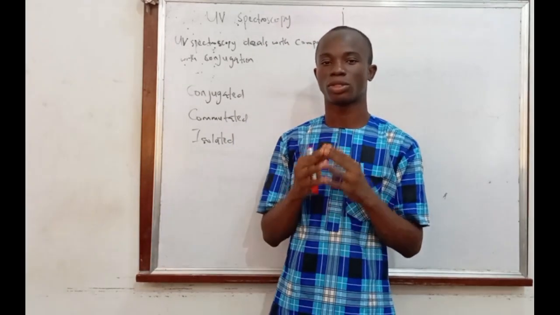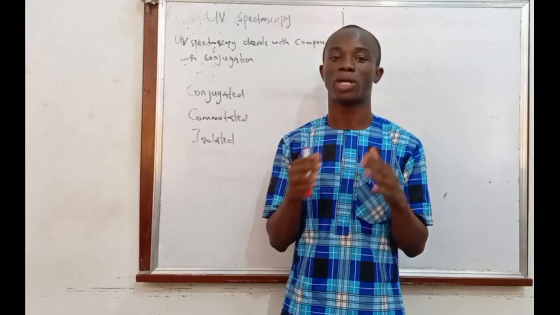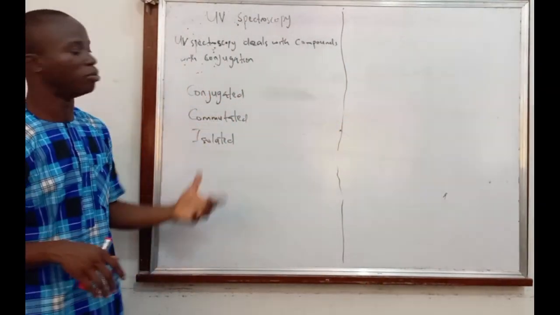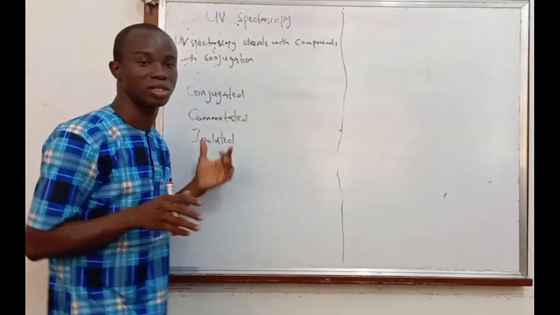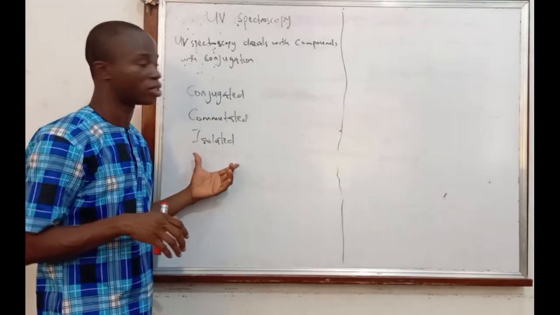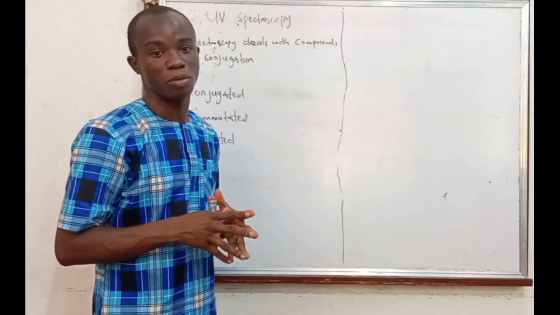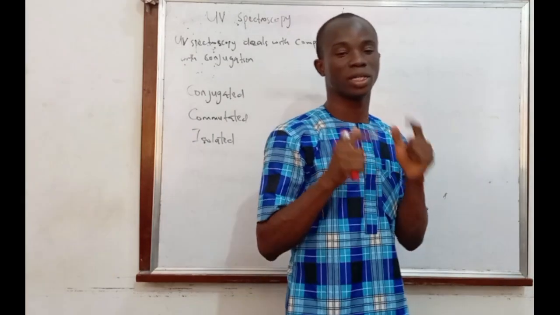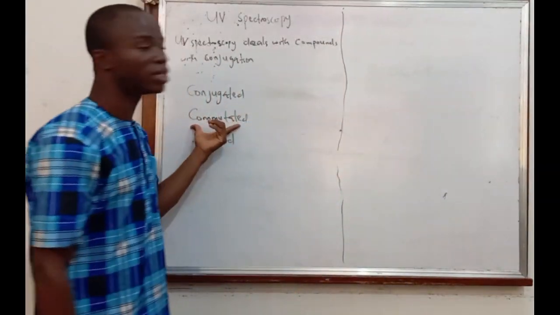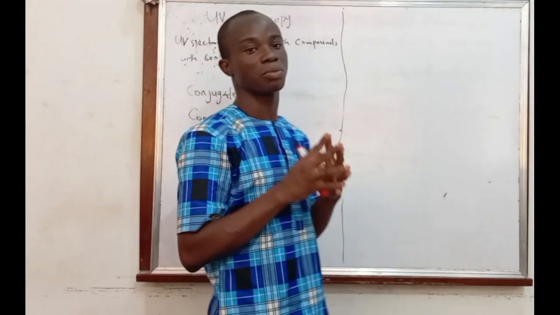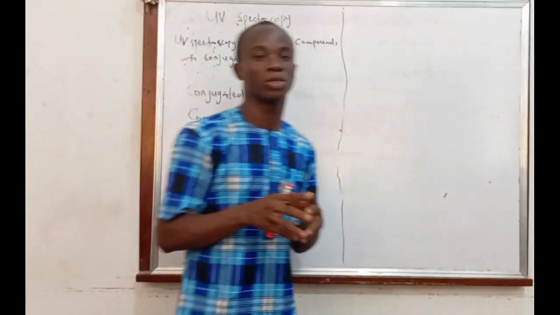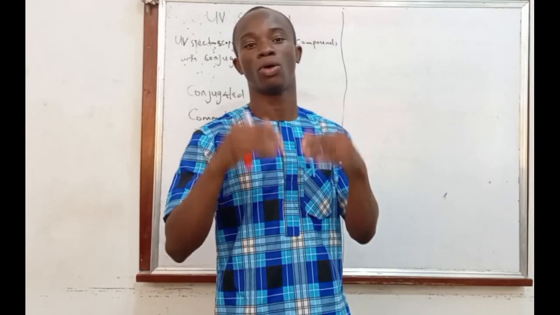But the way the double bonds will be arranged differs for different systems. The way it's arranged in a conjugated system is different from the way it's arranged in a cumulated system, and the way it's arranged in an isolated system. To make a quick summary, in a conjugated system, two double bonds are separated by a single bond. In a cumulated system, the two double bonds are separated by no single bond. And in an isolated system, the two double bonds are separated by two or more single bonds.